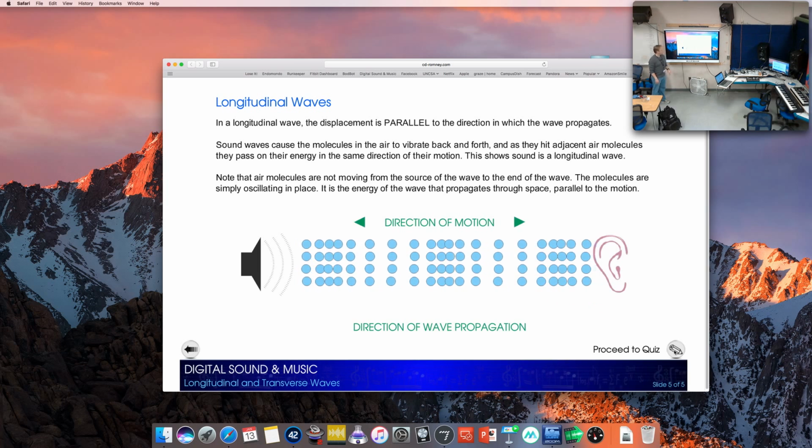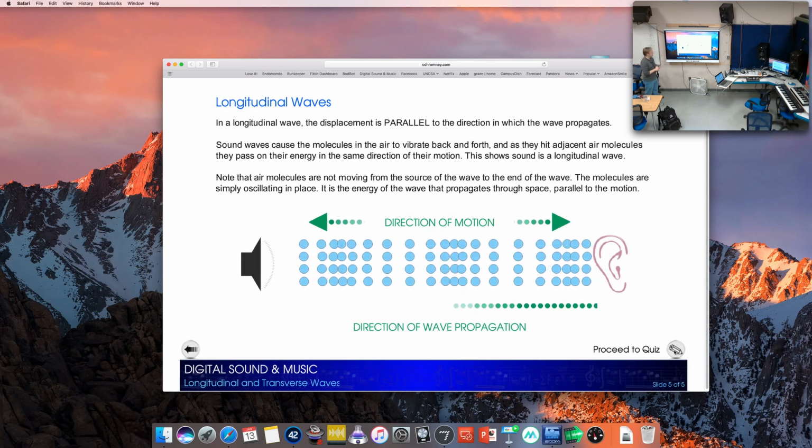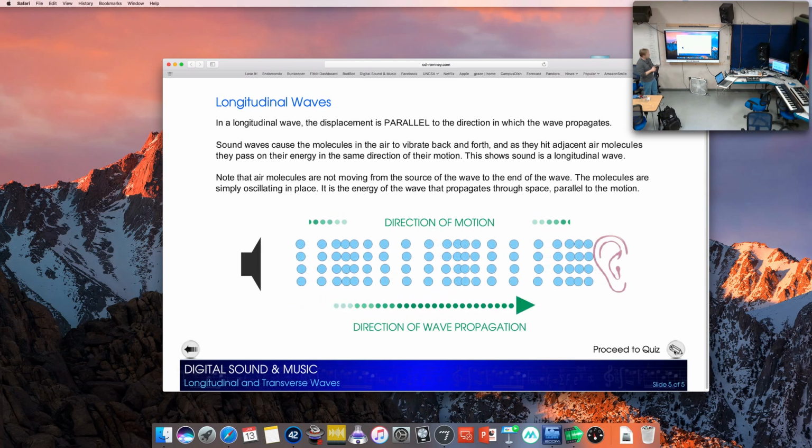That's called a longitudinal wave, where the direction of the motion is actually the same as the direction that the energy propagates. The slinky is another way of looking at that. And if we get some time a little bit later, maybe next week, I'll show you that. So that's what's going on here.